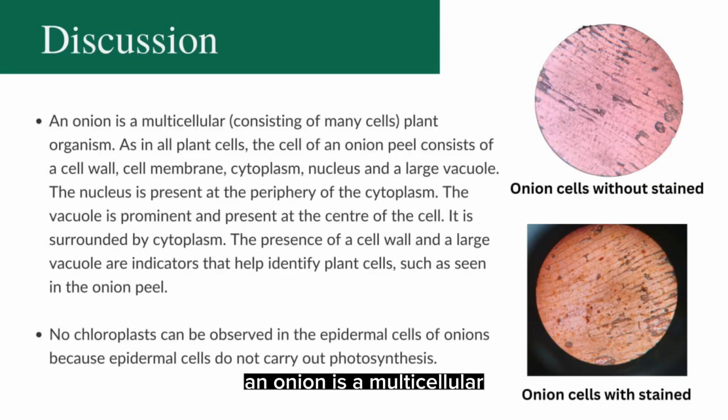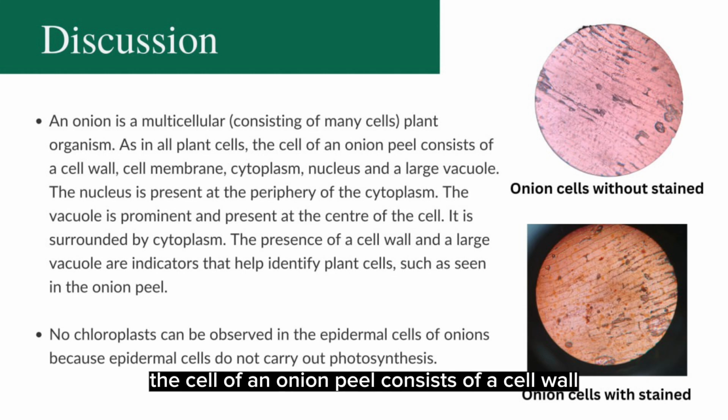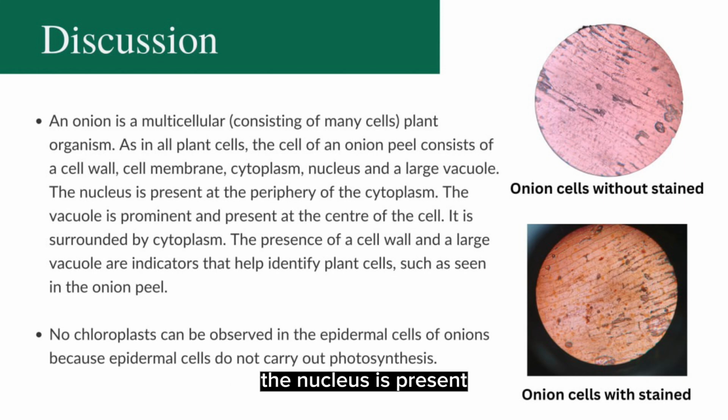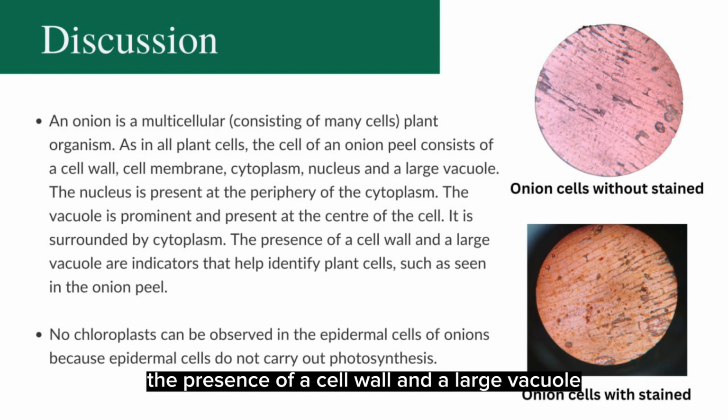An onion is a multicellular plant organism which consists of many cells. As in all plant cells, the cell of an onion peel consists of a cell wall, cell membrane, cytoplasm, nucleus, and a large vacuole. The nucleus is present at the periphery of the cytoplasm. The vacuole is prominent and present at the center of the cell. It is surrounded by cytoplasm. The presence of a cell wall and a large vacuole are indicators that help to identify plant cells such as seen in the onion peel. Then, no chloroplast can be observed in the epidermal cells of onions because epidermal cells do not carry out photosynthesis.